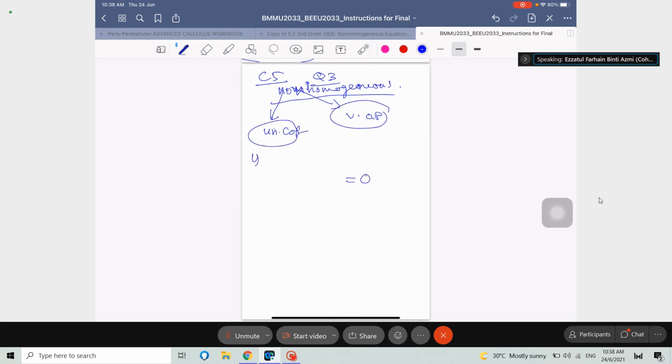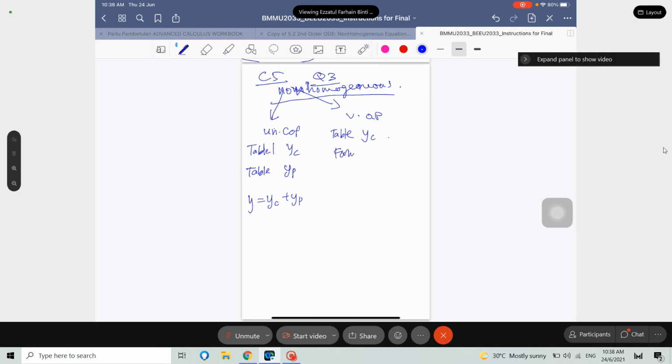If you remember, you need to find YC first. For both methods, you need to find YC first. You let it equal to 0. This one also you need to find your YC by table 1, right? And then for undetermined coefficients, you need table 2 to find your YP, because your final answer will be YC plus YP.